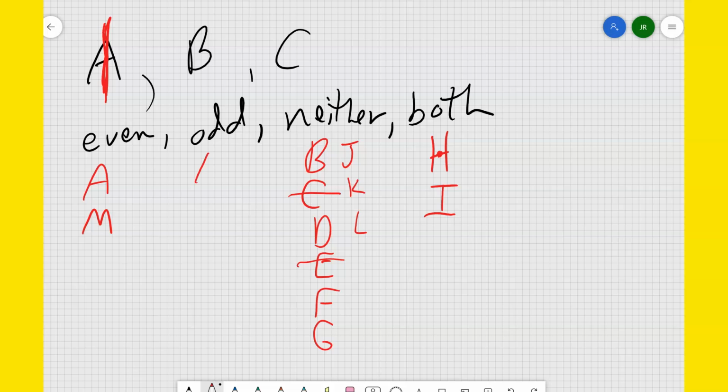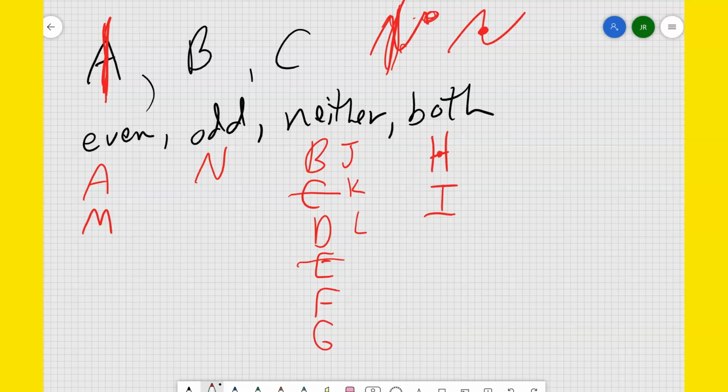What about N? N is odd. It's not even, right? Because you can't split N in half. If you try to cut it in half, this corner doesn't have a matching corner up here. So it's not even, but it is odd. If you were to rotate N about the point right there in the center of it, rotate 180 degrees, it's going to be the same picture. It's going to be the same letter.